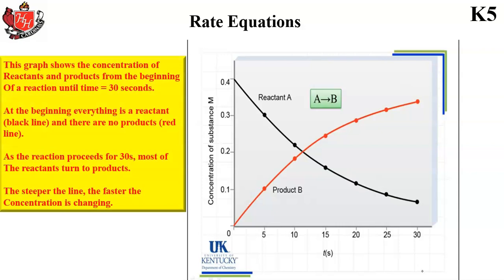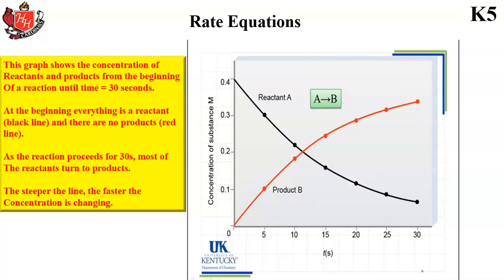Okay, so this is a graph that shows the concentration of reactants and products from the beginning of a reaction until 30 seconds. So at the beginning, everything is a reactant. That would be the black curve, and you can see it has a concentration of 0.4 molar.